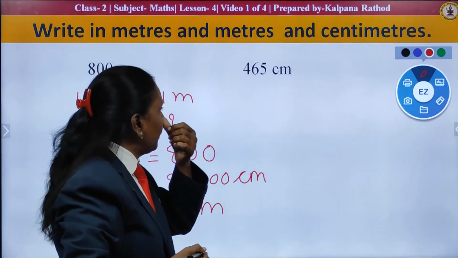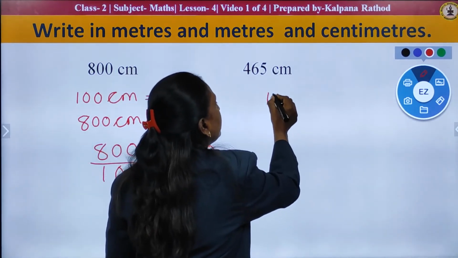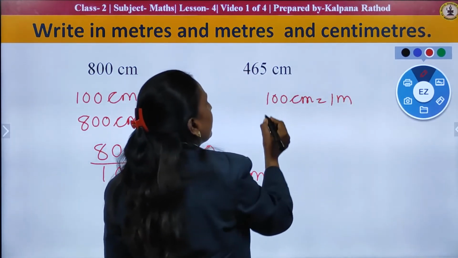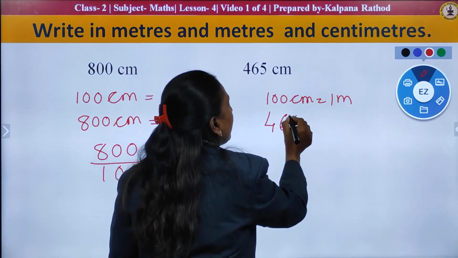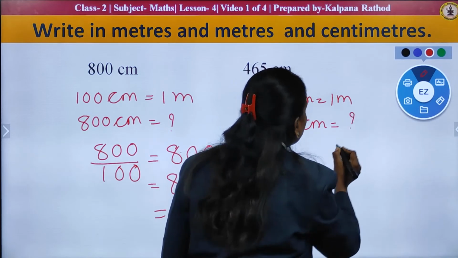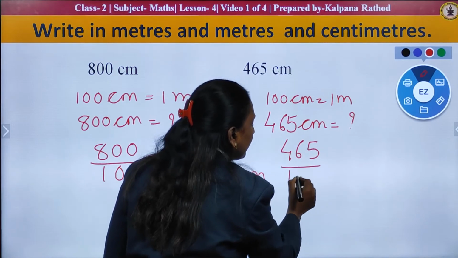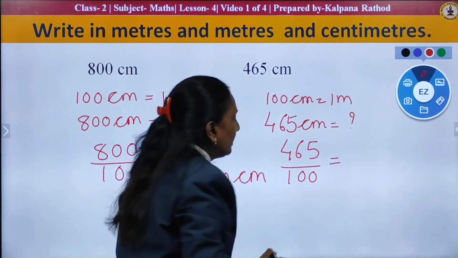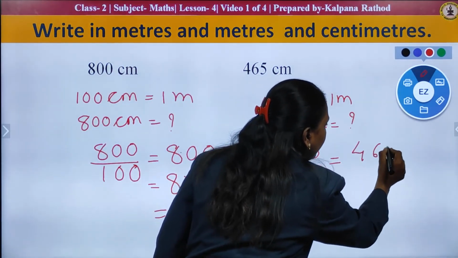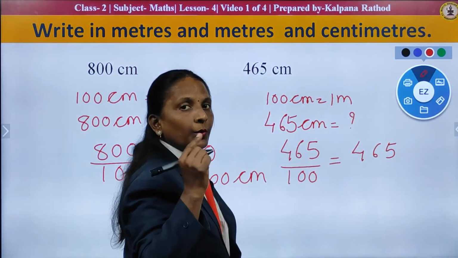Now the next number is 465 centimeter. Now first of all we will write the formula: 100 centimeter equals 1 meter. Now here we have the number 465. So 465 centimeter equals how much? To convert this we will divide 465 by 100. So here in 100, 2 zeros are there. So in 465 we will count the numbers from the back side. After 2 numbers we will put one decimal point.